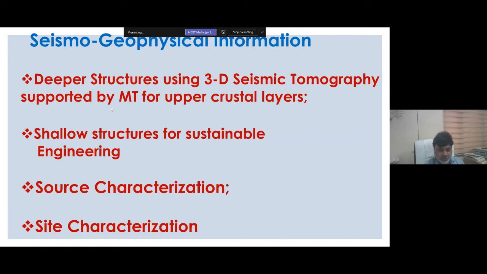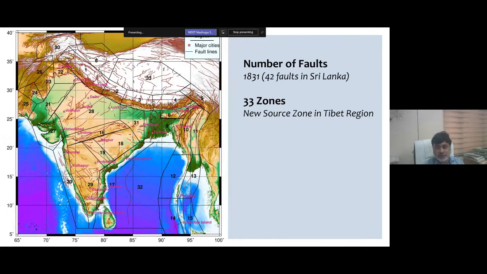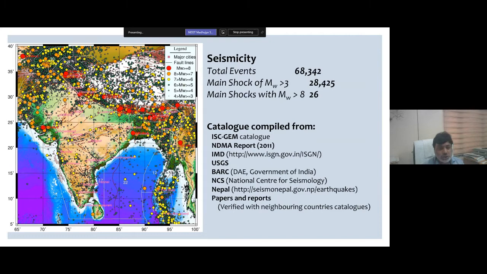But in order to do that, we have to know the proper source characterization and site characterization of the zone. On that basis, for the entire South Asia, a number of faults have already been mapped. The exercise was done by NDMA and IIT Bombay, and it was found that there are 1831 faults, of which 42 are of Sri Lanka. And 33 new source zones in the Tibetan region were identified on the basis of the distribution of earthquakes. If you look forward, you can see a huge amount of earthquakes. There is no place which is devoid of earthquakes, even in the Indian Ocean, of different magnitudes.